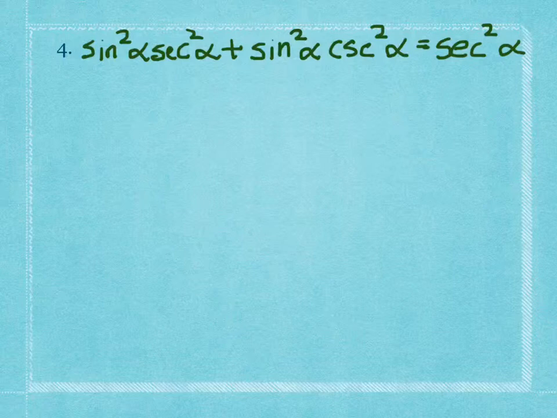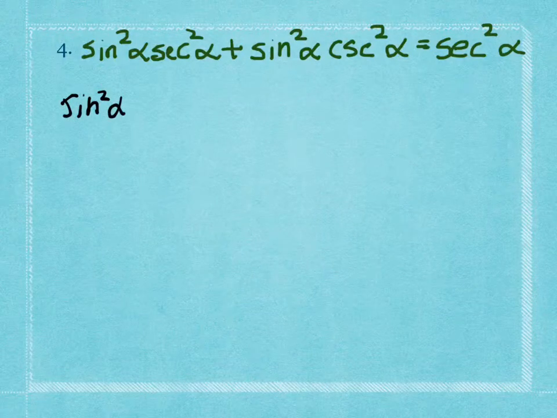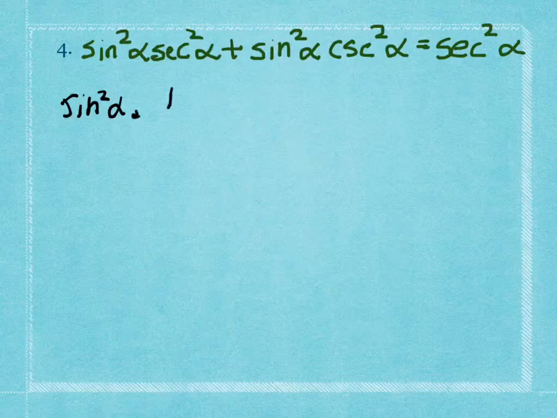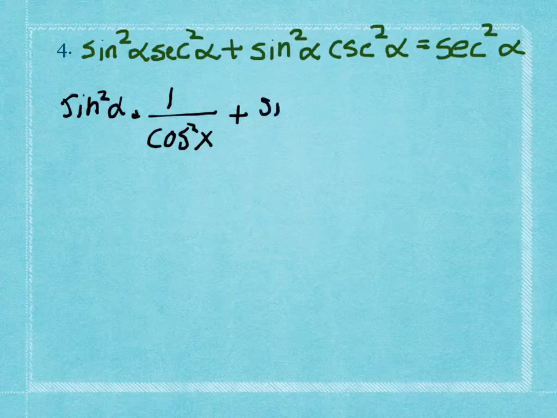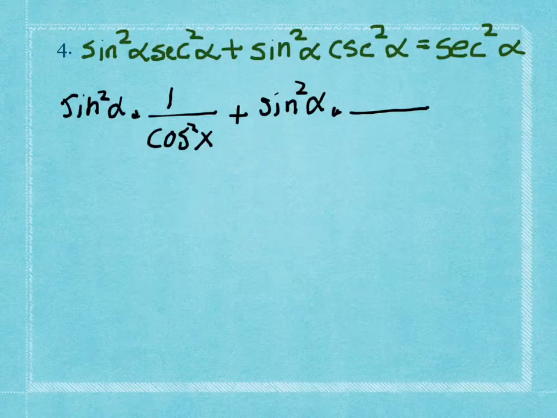What's your suggestion, Michael? Rewrite in sines and cosines. I think that would be a good approach because the right-hand side has only cosine on it, doesn't it? So let's give that a try. Sine squared's already written the way I want it to be written, so I'll just rewrite it. How would I write secant squared in terms of sines and cosines? 1 over cosine squared. And then I've got another sine squared here, so I'll just write it sine squared of alpha. How would I write cosecant? 1 over sine squared of alpha.